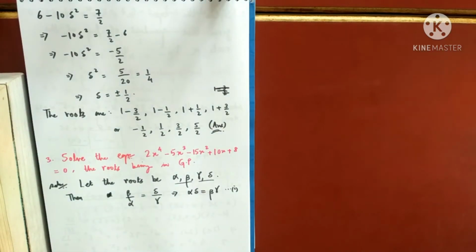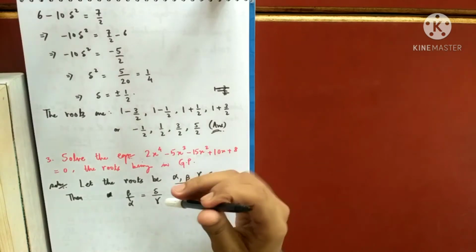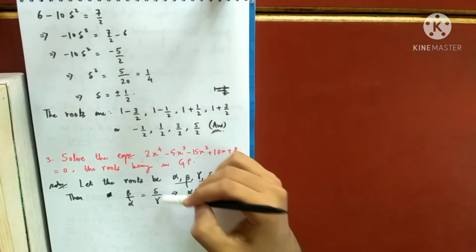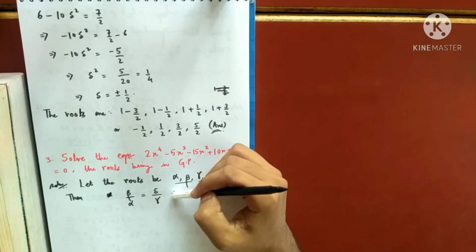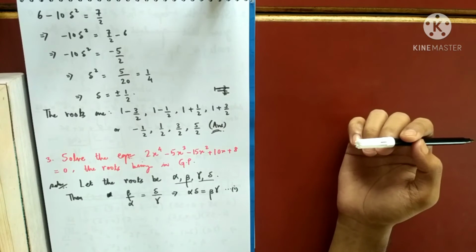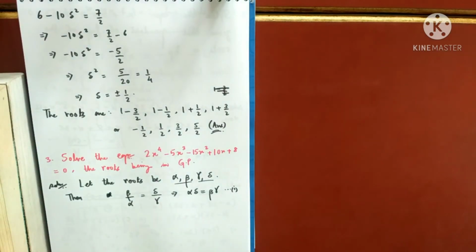Because they are in GP, I can write that. I am not taking other relations that will make my things complicated. So you can also take equals to beta by gamma, gamma by beta. But that will make things very complicated. That will bring squares and all, and squares and all is not required for me for the time being.